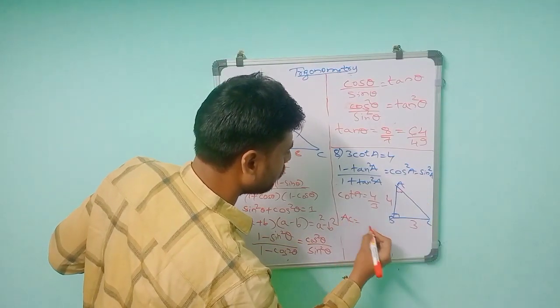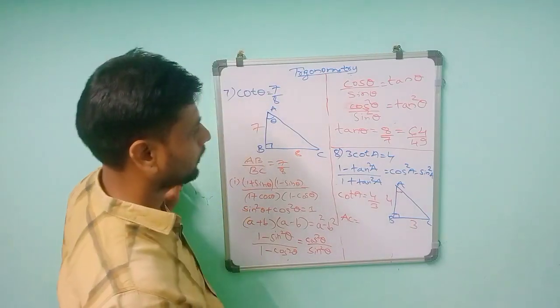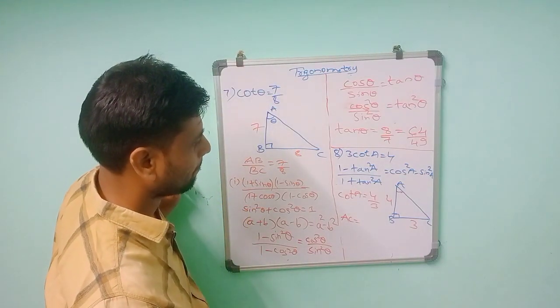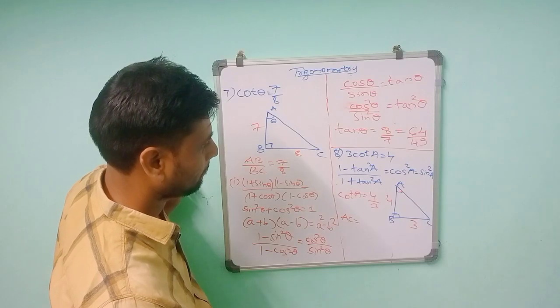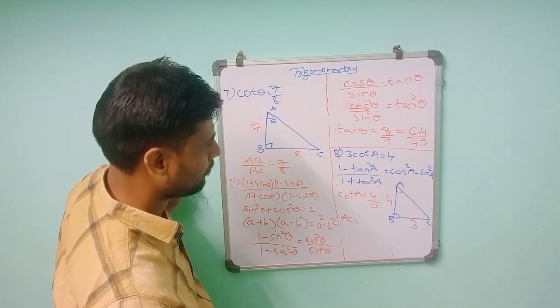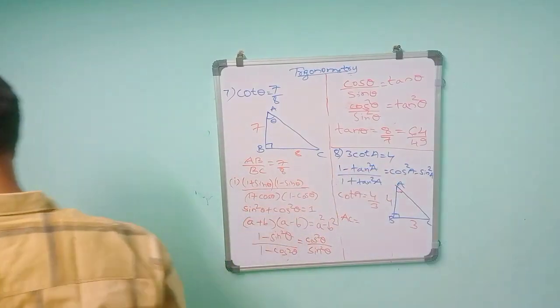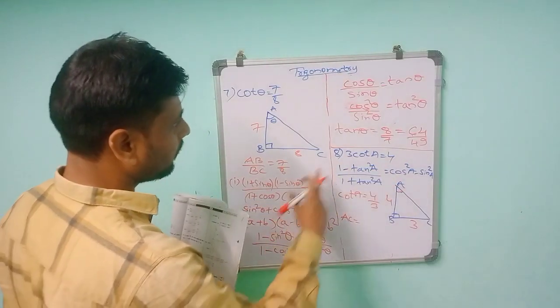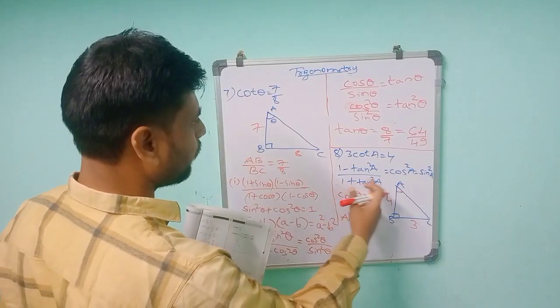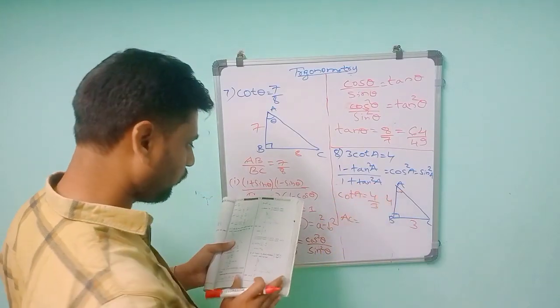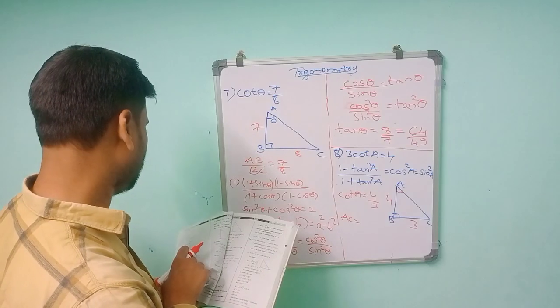So AC is equal to. 3 cot A is equal to 4. Then check whether 1 minus tan square A divided by 1 plus tan square A is equal to cos square A minus sin square A or not.